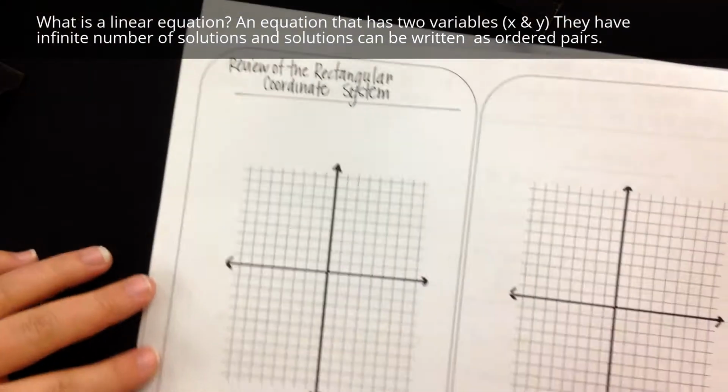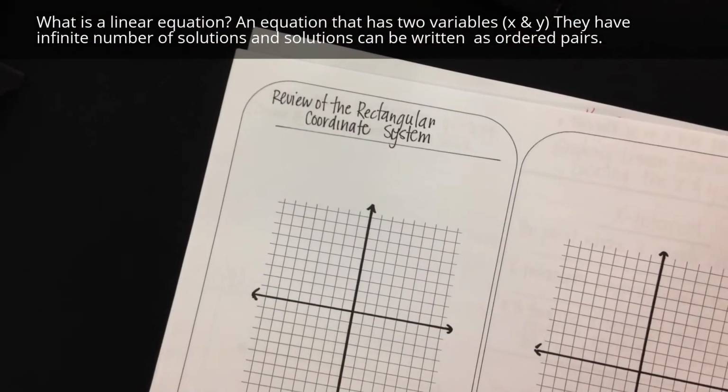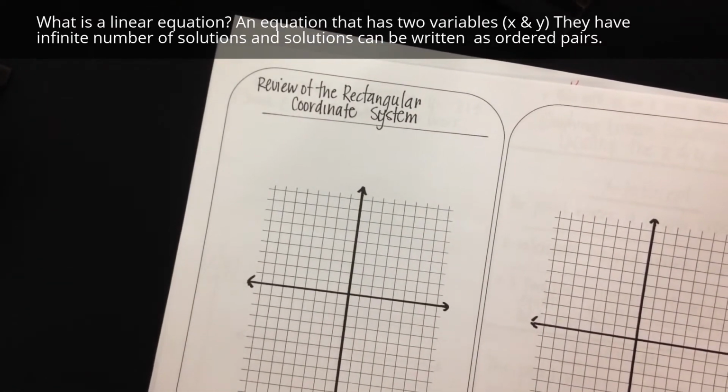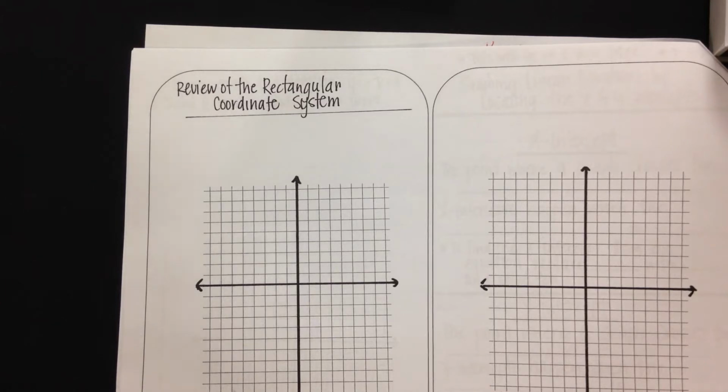Any questions so far? Okay. Let's review the rectangular coordinate system. Now, I probably will never ask you on a quiz to name the quadrants, but I would like, if you have 2 map pencils or 2 highlighters, if you want to share with somebody, that's fine. Just to make this a little more visual.